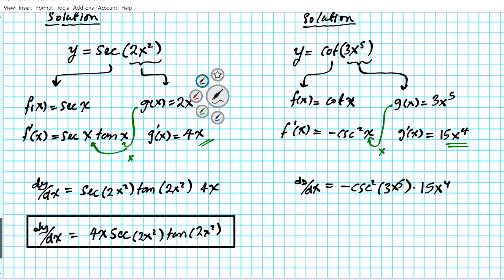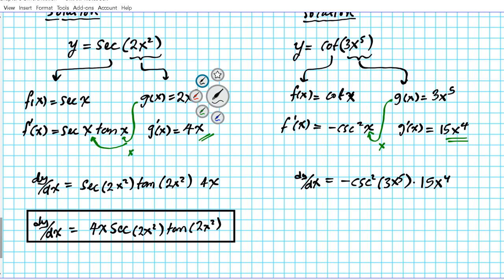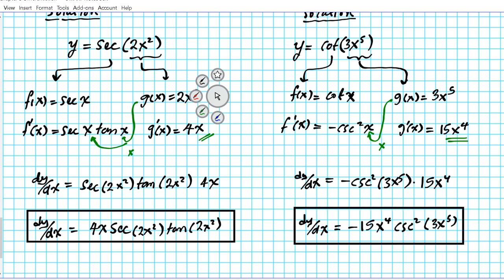And if we write this in standard format, with the polynomial function first, we have dy dx is equal to negative 15x to the fourth cosecant square 3x to the fifth. Alrighty, so there goes the answer to question number 6.